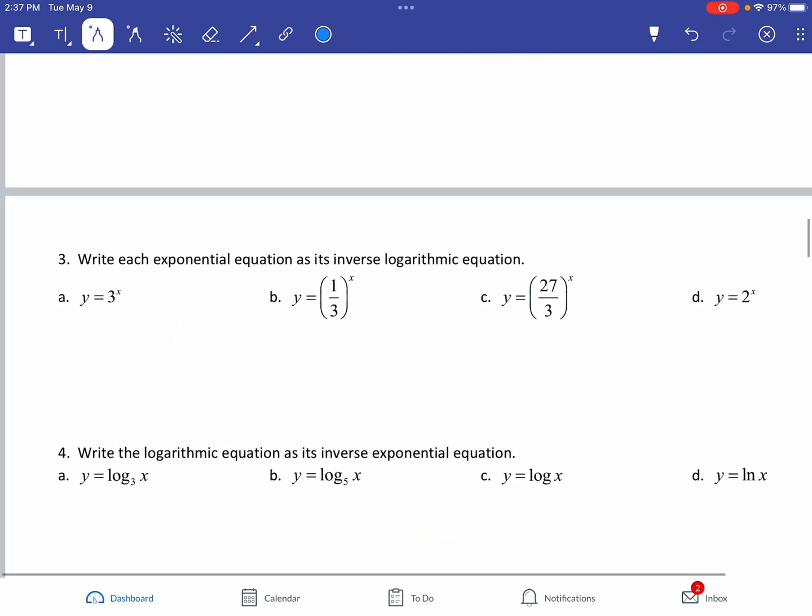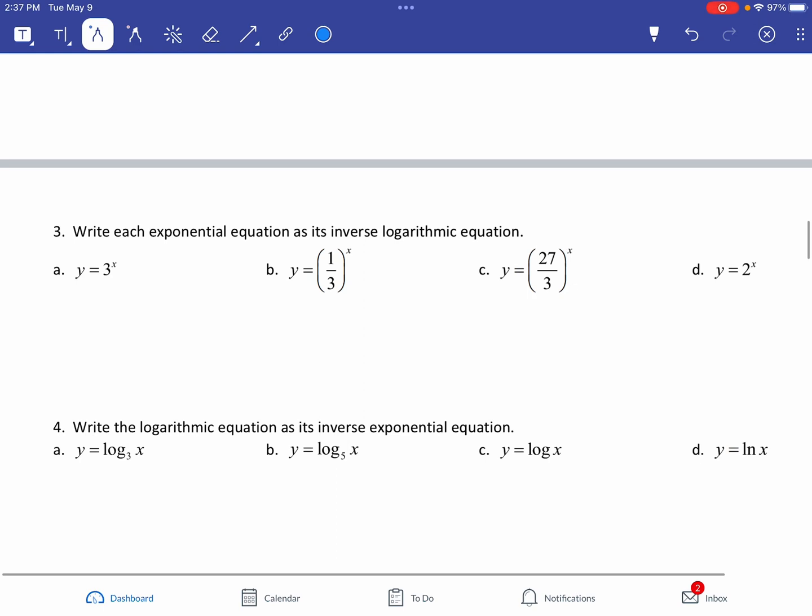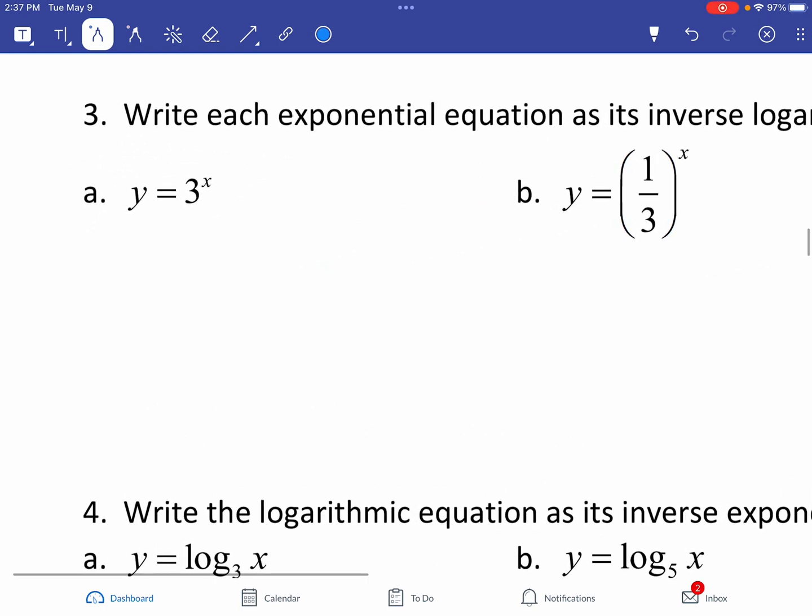So here we have our equations. We're going to write the inverse. So to write the inverse of any function, you have to switch the x and the y first. So it's going to be x equals 3 to the y. Now we make this exponential equation into a logarithm. So it's going to be log base 3 of x is equal to y.